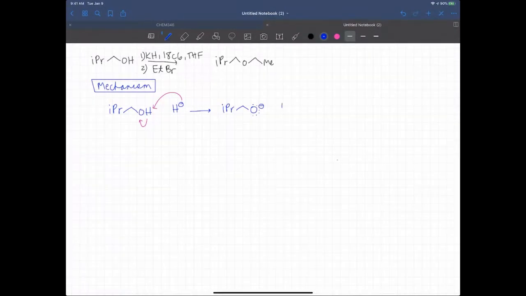Right, so we are going to find the electrophile with the leaving group. So ethyl is the electrophile, bromine gets kicked off, right? And this is how we form our product.